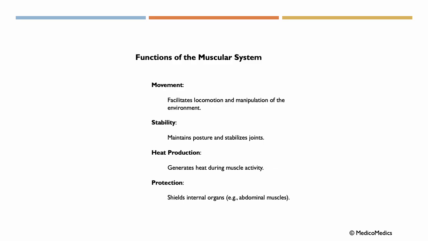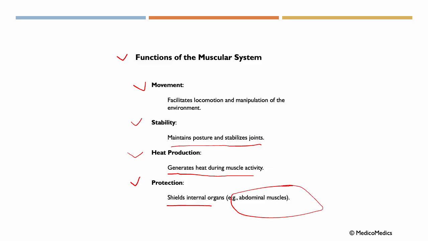Now let's briefly talk about the functions of the muscular system. First of all, movement. We have stability, maintaining posture and stabilizing joints. The muscular system is involved in heat production, so it generates heat during muscle activity. Protection. It helps shield internal organs, for example, our abdominal muscles.